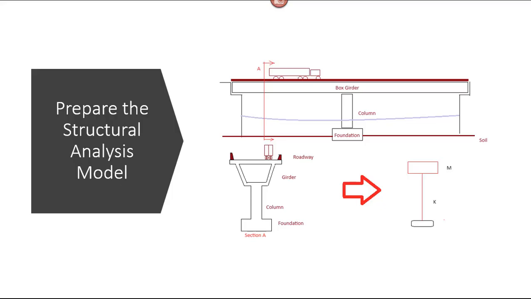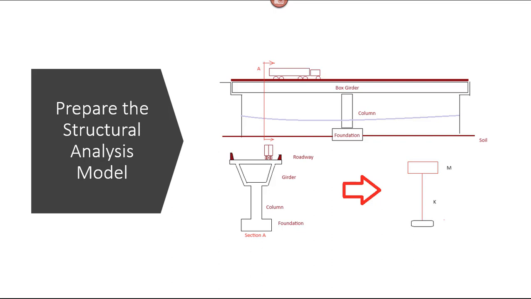Let's try to expand this knowledge to even bridge structures. Now, bridge structures are designed using AASHTO code, AASHTO LRFD code. And if you go to the AASHTO specifications 8th edition 2017 code, they talk about response spectrum analysis also. So a bridge structure is more complex, but you can see that we can idealize that also using this simple M and K concept that we introduced.